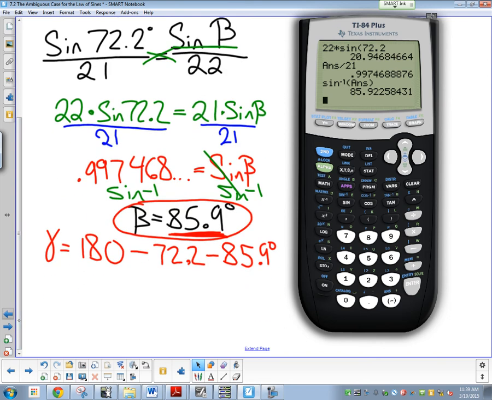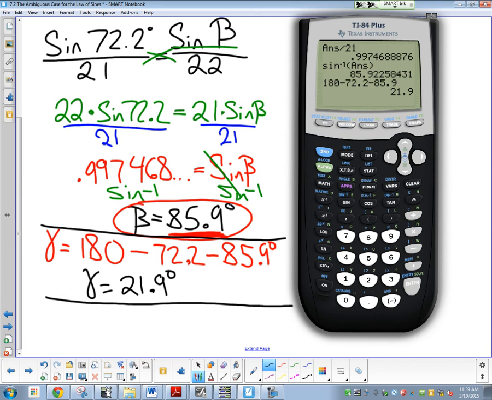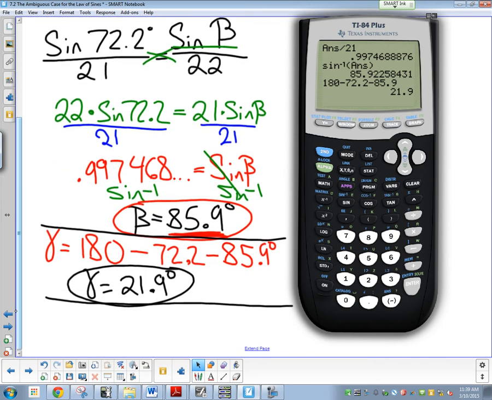So in my calculator, 180 minus 72.2 minus 85.9. There's my answer. Gamma is 21.9 degrees. Okay, so I found beta, then I just found gamma right there. There's that answer. Did I solve for everything I needed to solve for? I still have to solve for C. So now that I know gamma, how should I solve for C?